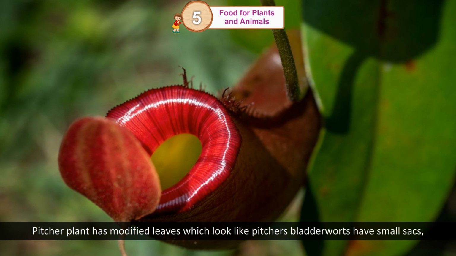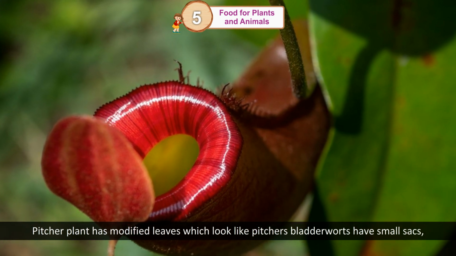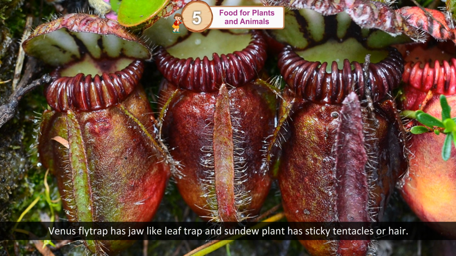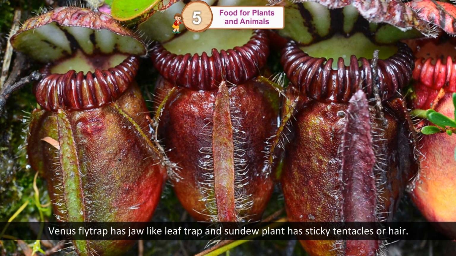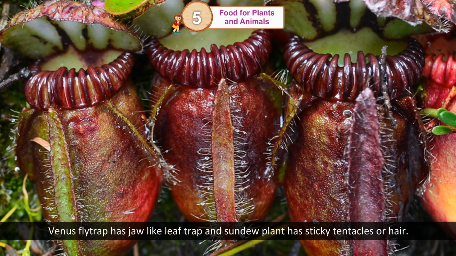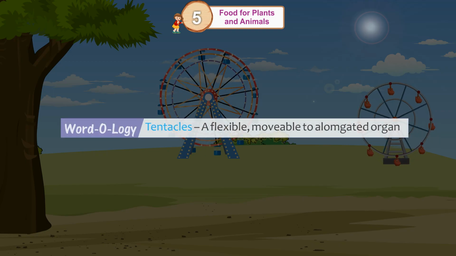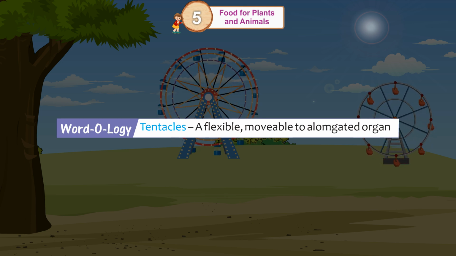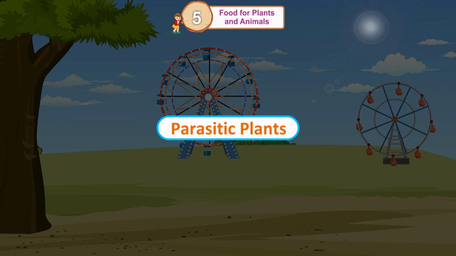Pitcher plant has modified leaves which look like pitchers. Bladderworts have small sacs. Venus flytrap has a jaw-like leaf trap, and sundew plant has sticky tentacles or hair. Wordology: tentacles, a flexible, movable, elongated organ.